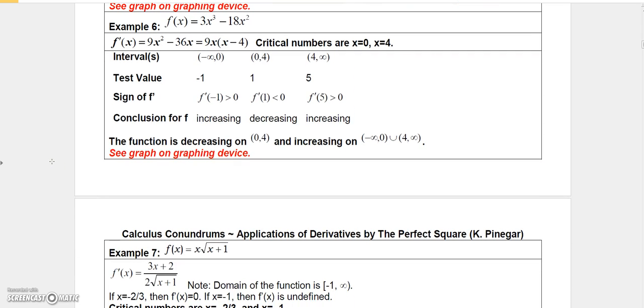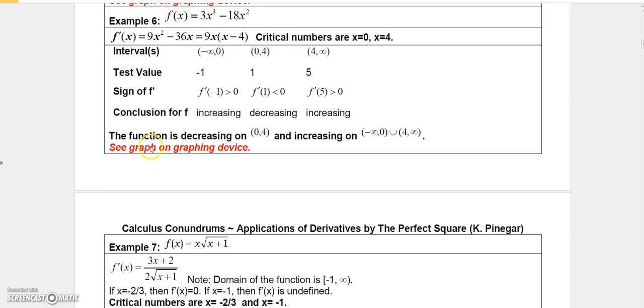I'm not going to work this one. I worked a couple just like this one on the previous one. So go ahead and pause the video here and work this one yourself. But I got two critical numbers, 0 and 4. And then I just took my number line and I broke it up at 0, and then here I broke it up at 4. And then I picked the test points within each interval and plugged them into the derivative. So you can do that one on your own.